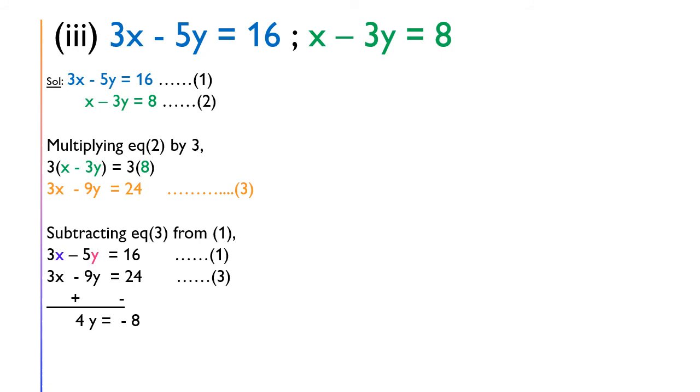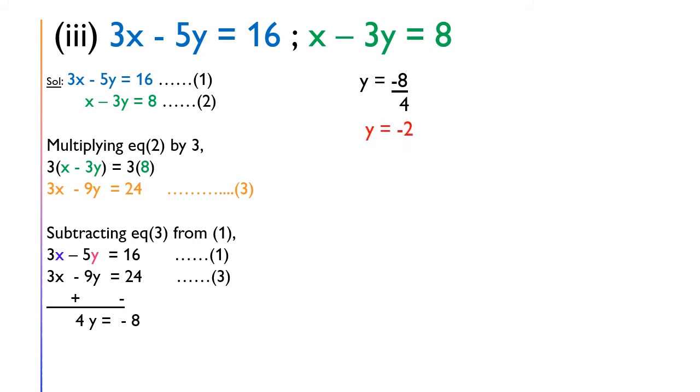Now when you do this, children, the sign which was originally there is not applicable to it anymore. So now this becomes plus 9y minus 5y, which is 4y, and minus 24 plus 16, which is minus 8. That gives you y is equal to minus 8 upon 4. When we solve this, what we get is minus 2.